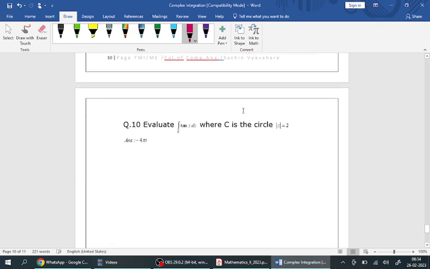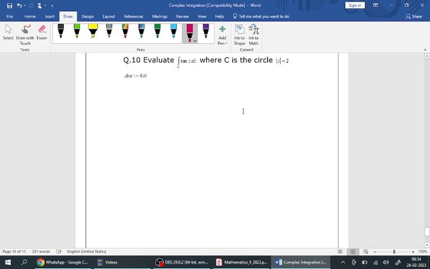Okay, come to the last question, quick. Okay, this is the last question. We have to integrate tan z over the circle mod z equal to 2. So in this case, the integral I is given as sine z, we should always write in fraction form, upon cos z dz over the curve C. But C is mod z equal to 2.